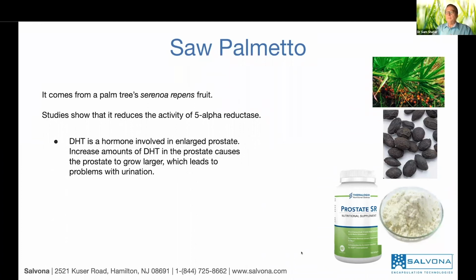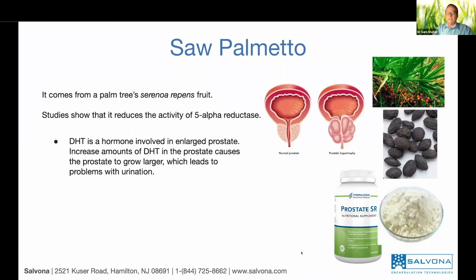So the enlargement of the prostate gland, you see here, this is the urinary bladder, and this is the prostate. This is a normal prostate. This is an inflamed prostate gland. And you see it's pushing toward the bladder, and therefore it causes men to go pretty often to urinate, to the bathroom.